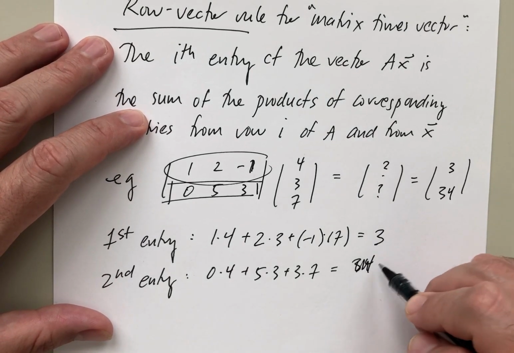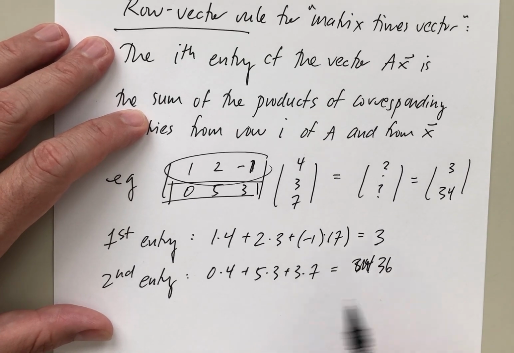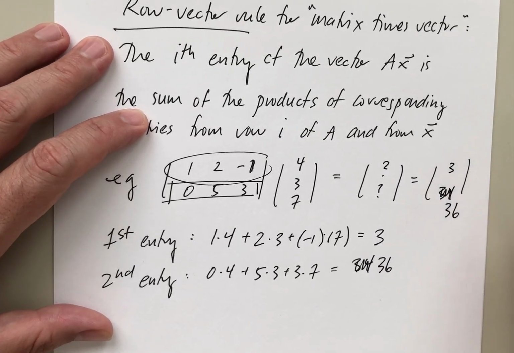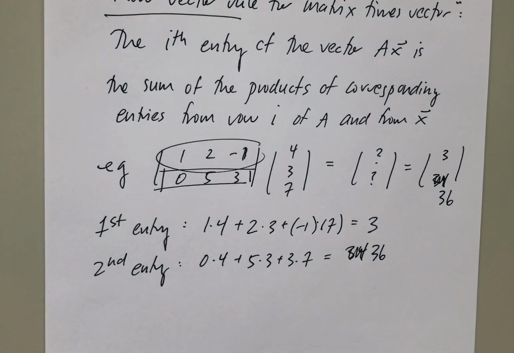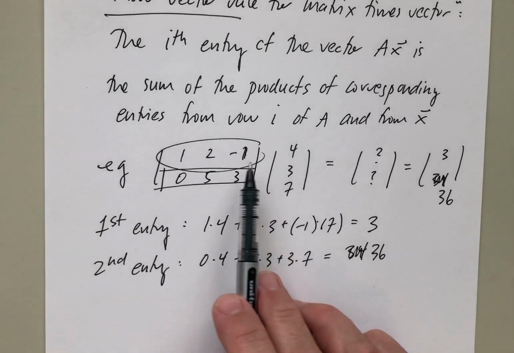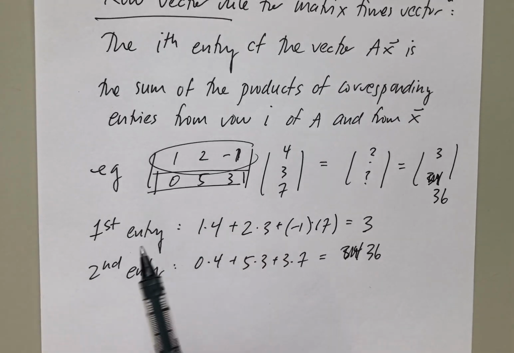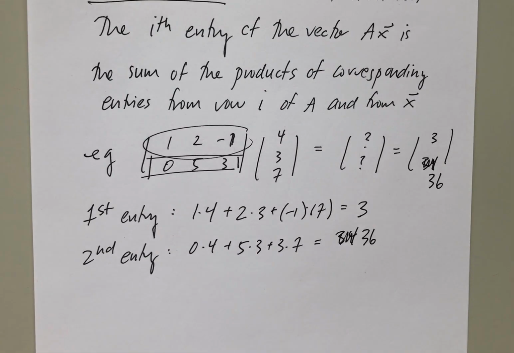Sorry, 36, right? What is that? 15 plus 21 is 36. So this is 36. Okay, math is hard. Anyway, so that's the idea. That's the row vector rule for matrix multiplication. If you did the other kind, the definition of matrix multiplication, you would get the same thing.